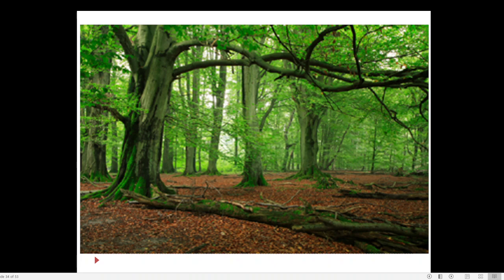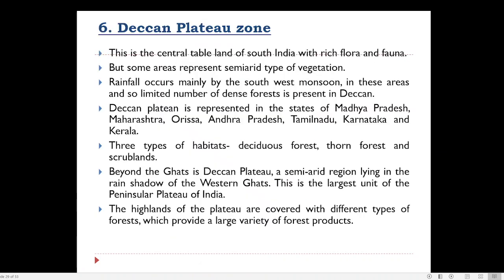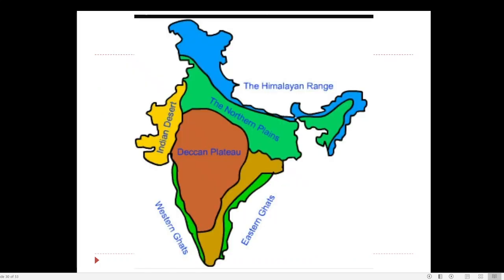This is another type. So the Deccan region occupies several states, and these are highlands. The rainfall is also not very high. So the forest that we can find in the Deccan Plateau may not be as thick or as diverse as the forest in the Western Ghats.